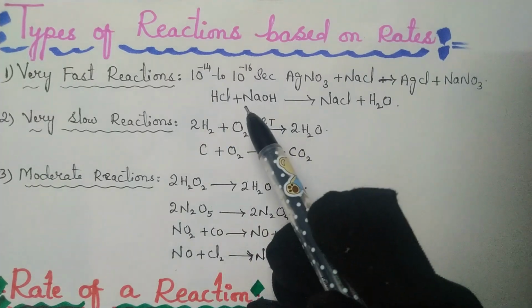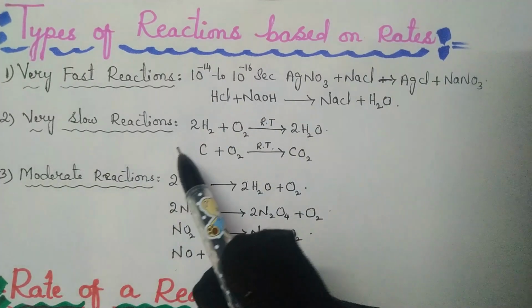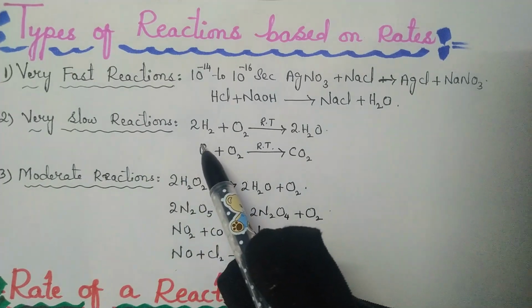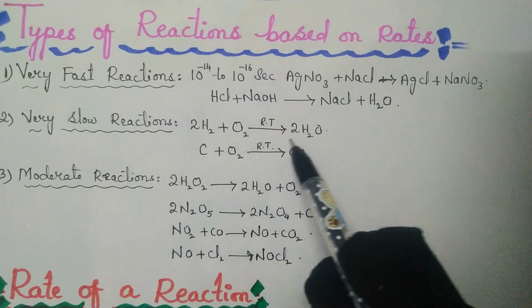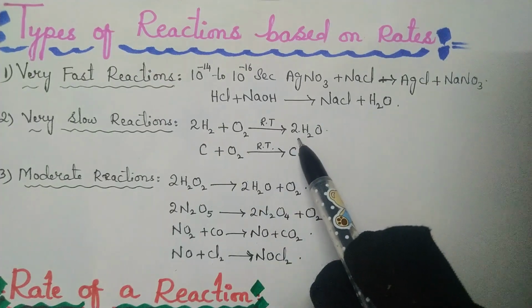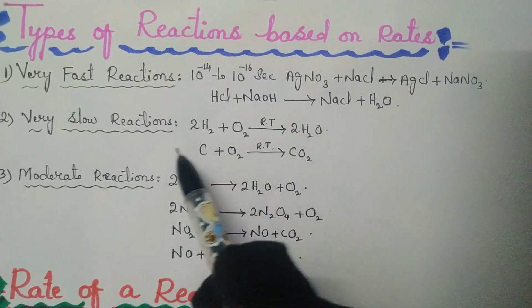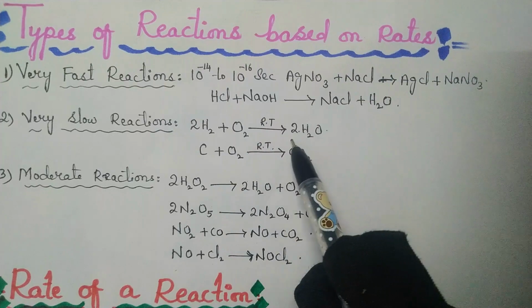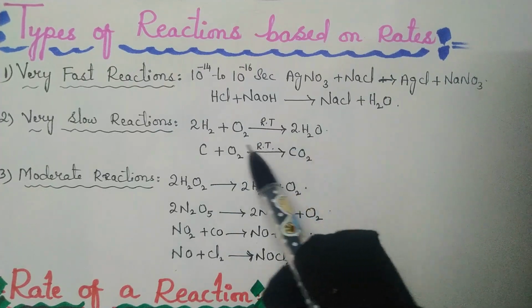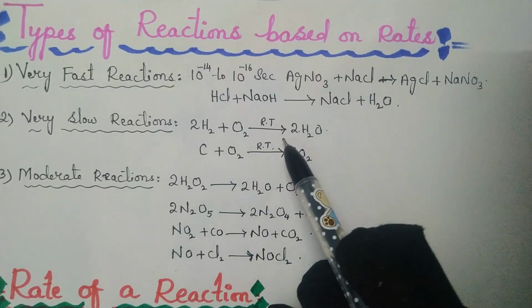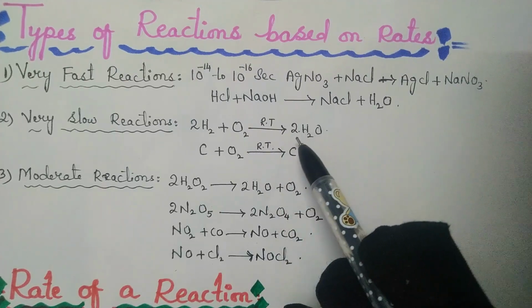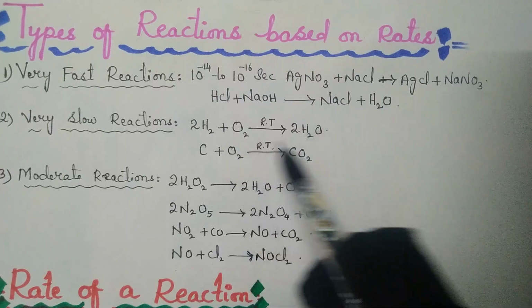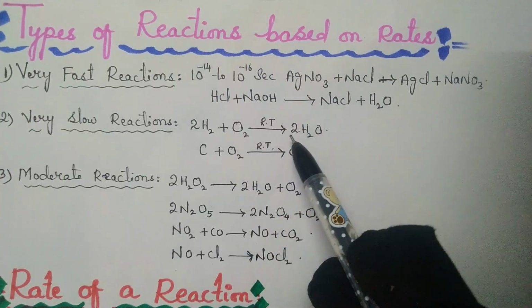Let's see some examples. The reaction between hydrogen and oxygen. We have hydrogen and oxygen, but we can't prepare water at room temperature. What's the reason behind this? The reason is that this reaction is very slow. It takes so much time to show any change, like a month or a year, and that change is also very small. So this reaction comes under very slow reactions.